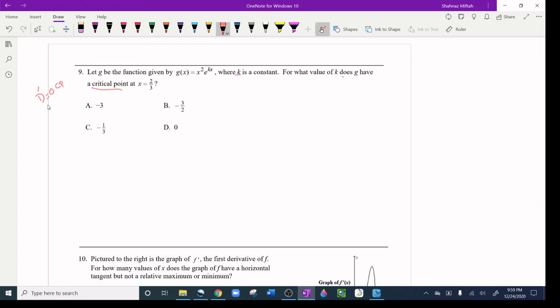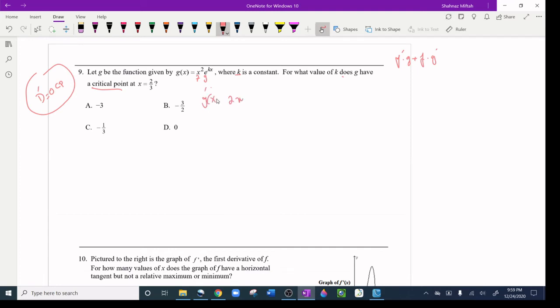So I'm going to do all of this, and then I'm going to plug in x, which is 2 over 3. This will give me k. So let's take a derivative of this, and this is a product rule. This is f and g. So just from the words critical point, I know what I'm going to do and how to solve this question. So let's use the product rule. The product rule says f prime times g plus f times g prime. Let's take the derivative of f, which is 2x.